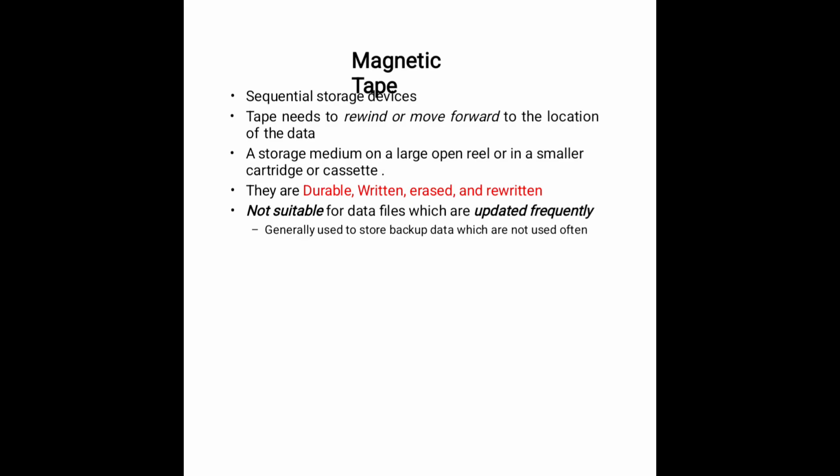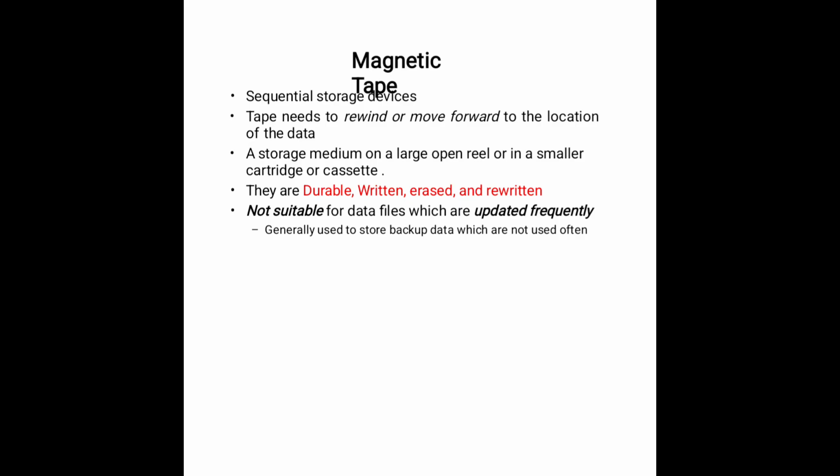The next one is magnetic tape. It is a sequential storage device. A tape needs to rewind or move forward to the location of the data, and it is a storage medium on a larger open reel or in a smaller cartridge or cassette, which was the traditional way of playing songs 20 years back. We generally used these kinds of cassettes, and they are durable, and can be written, erased, and rewritten. It is not suitable for data files which are updated frequently. So generally these are used to store the backup data which are not used often.